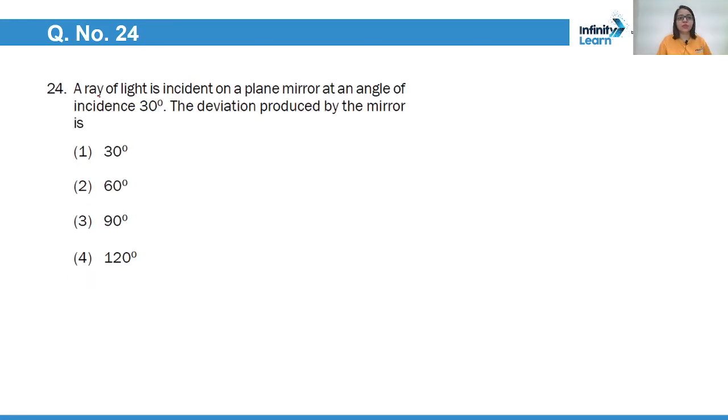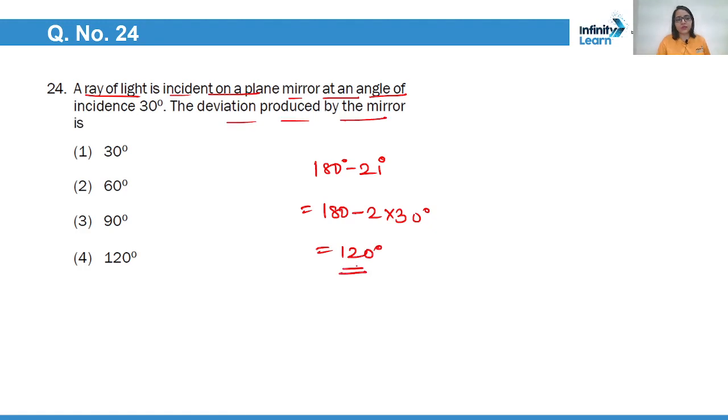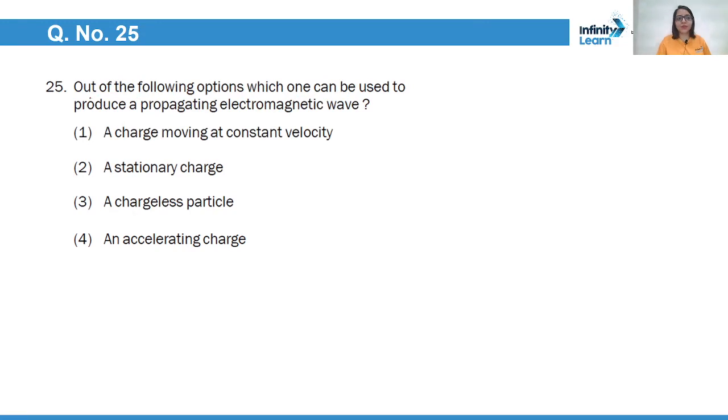Question number 24. A ray of light is incident on a plane mirror at an angle of 30 degree. The deviation produced by the mirror is 180 minus 2i. So this will be 180 minus 2 into 30, which is equal to 120 degree. So the correct answer is option 4. Question number 25. Out of the following options, which one can be used to produce a propagating electromagnetic wave? EM waves can be produced by accelerating charge. So the correct answer is option 4.